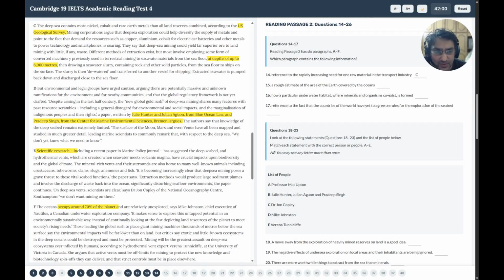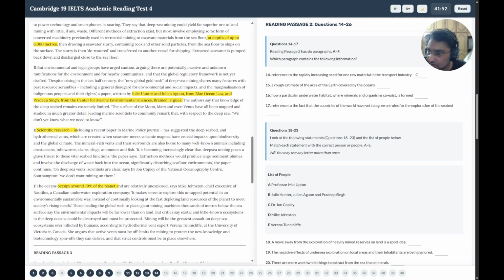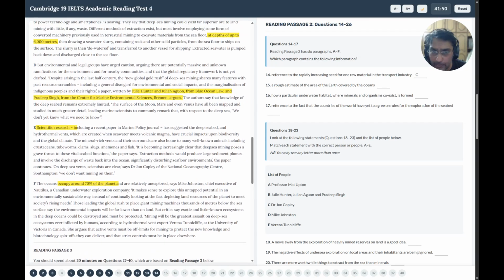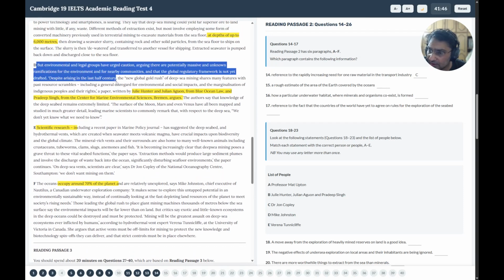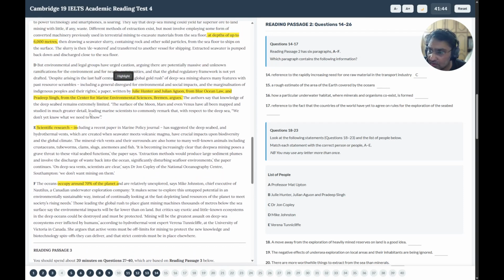A rough estimate of the area of the Earth. No. How a particular underwater habitat where minerals and organisms coexist is formed. No. I don't see any of that over here. Knowledge of the deep sea bed remains extremely limited. Reference to the fact that the countries of the world have yet to agree on rules for the exploration of the sea.